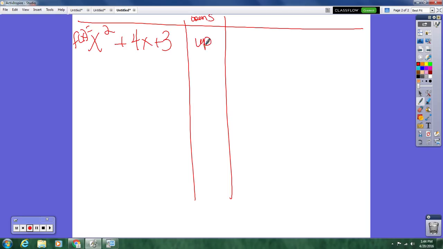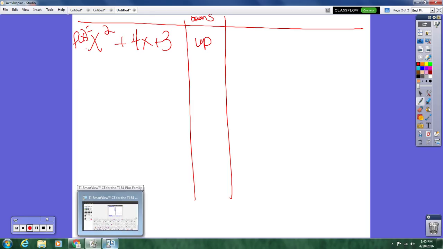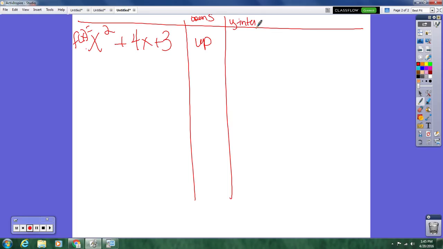How do we know it opens up? What's positive? The number in front, not the 4x. The a, the number in front of the x squared is positive. If I wanted to look at the graph, I could, but let's do my y-intercept. What's my y-intercept? Where does this cross the y-axis? 3, right there. So it crosses at 3.